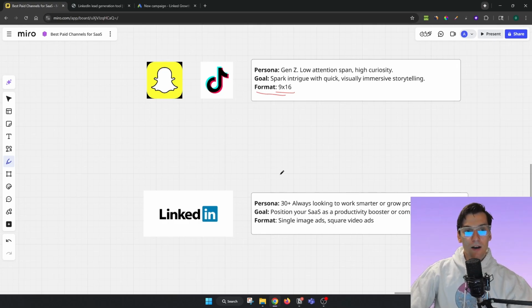But if you go on LinkedIn ads and see what people do, it's just longer copies, or you can do single image ads or square video ads. But once again, I'm not an expert on this. If you need more content or info on LinkedIn, just probably find somebody else to watch.